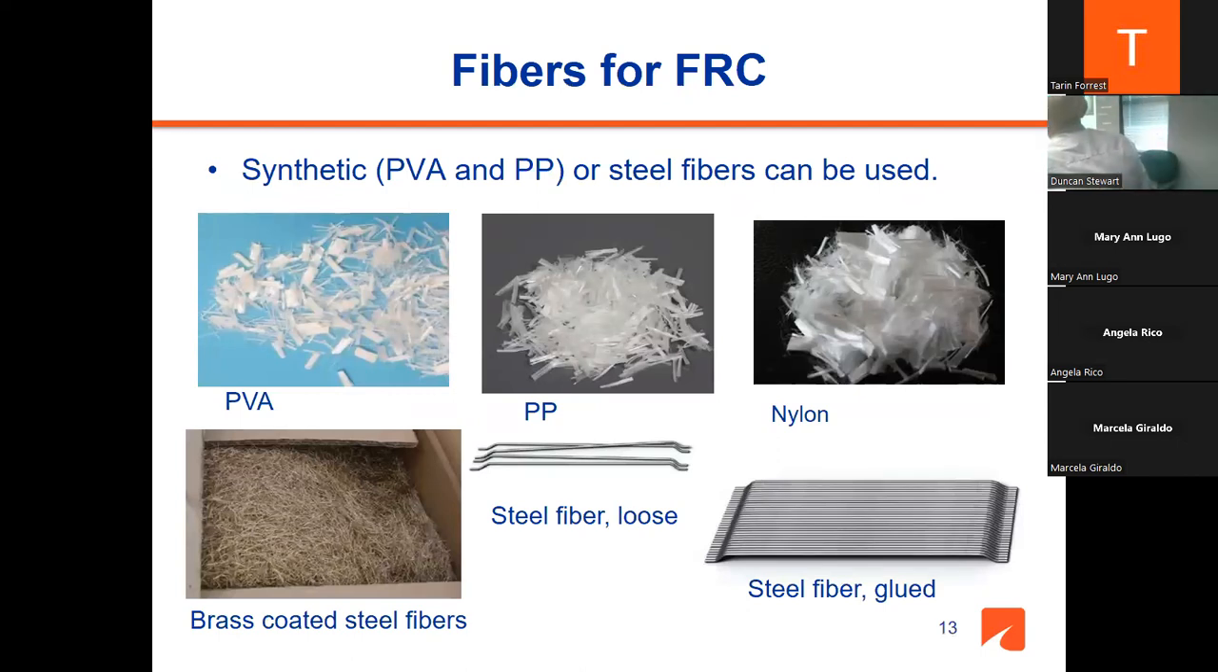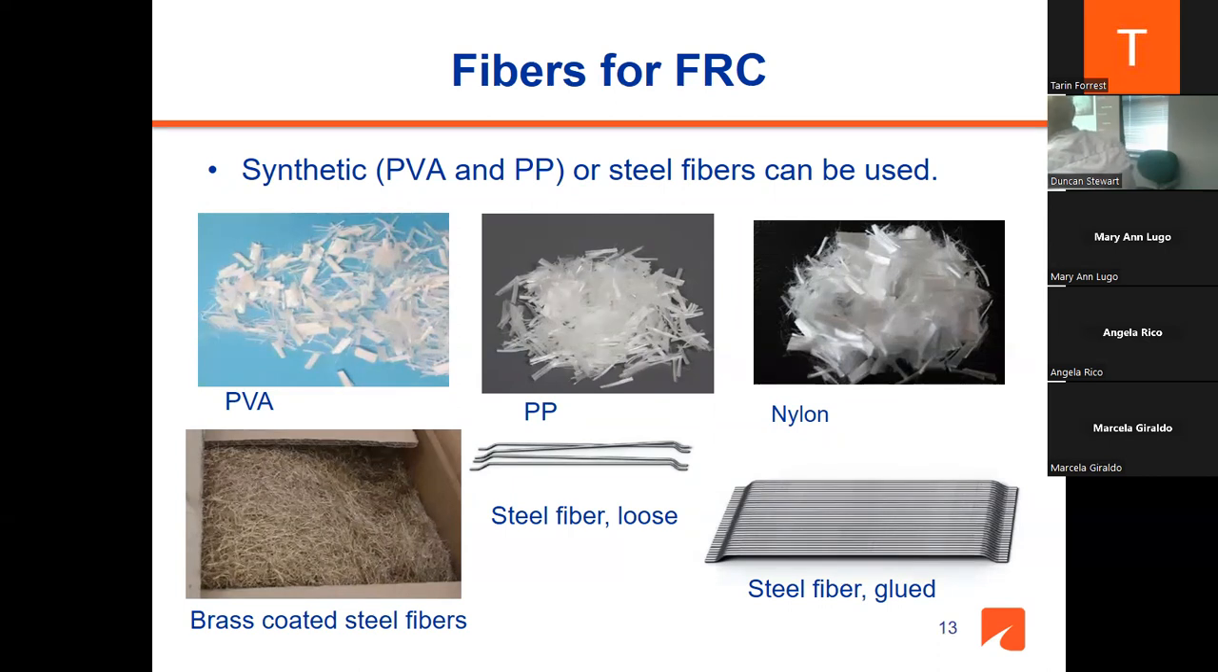Here are some of the fibers that we have been using. As you see, here are the synthetic fibers on the top. The very left is the polyvinyl alcohol fiber, and we'll talk a little bit about that. We use that in what we call engineered cementitious composite, and the polypropylene, nylon. These are the synthetic fibers available. And then at the bottom, you have the metal fibers.